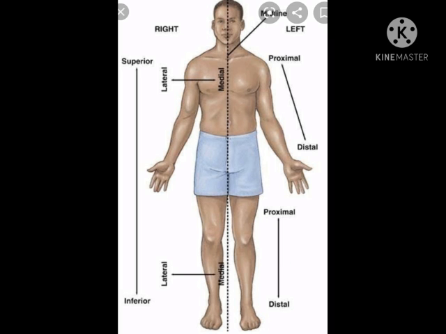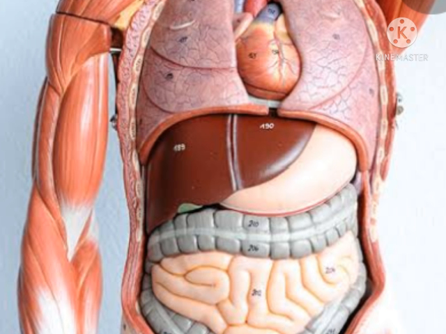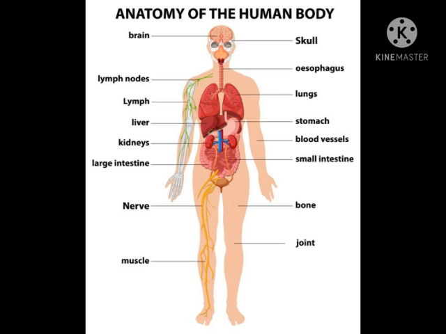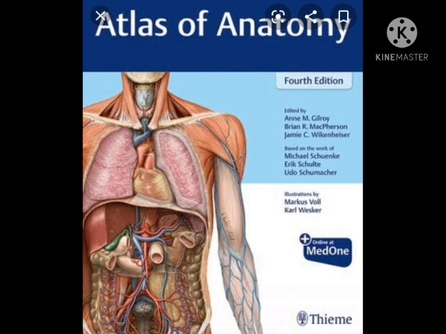Dissection, you all know, comes from section. Section means cutting. So the process of cutting a part is called dissection. This is why anatomy and dissection go together. They cannot be separated, because there is no anatomy without dissection.